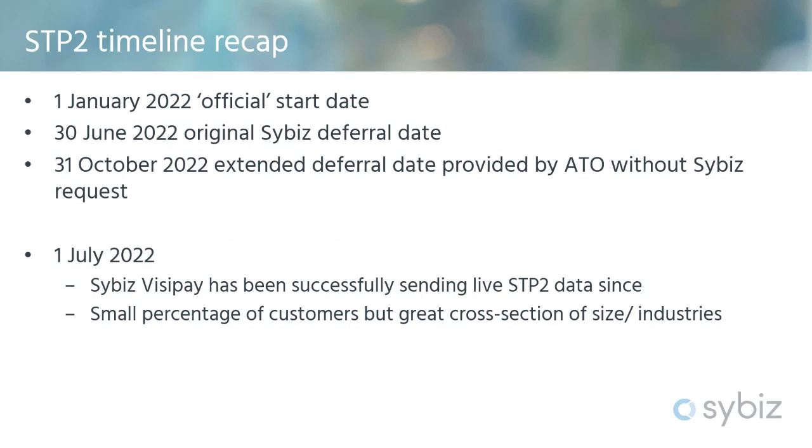So just a little bit of a timeline recap. The 1st of January this year was the official start date for STP2. We didn't think that was a clever idea, being midway through the financial year and at a point in time where a lot of people are on leave. So straight off the bat, Sybiz sought and was granted deferral to the 30th of June 2022. And we were all ready to start on the 1st of July, but around about the middle of June, the ATO unilaterally granted us a further extension or deferral.